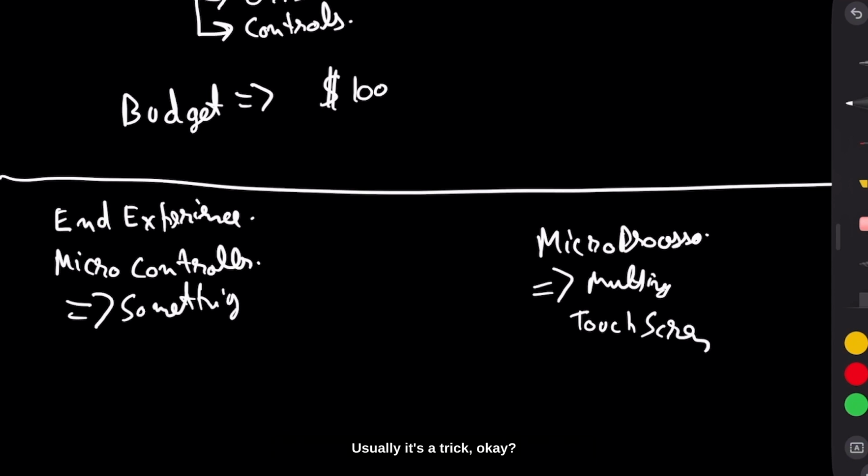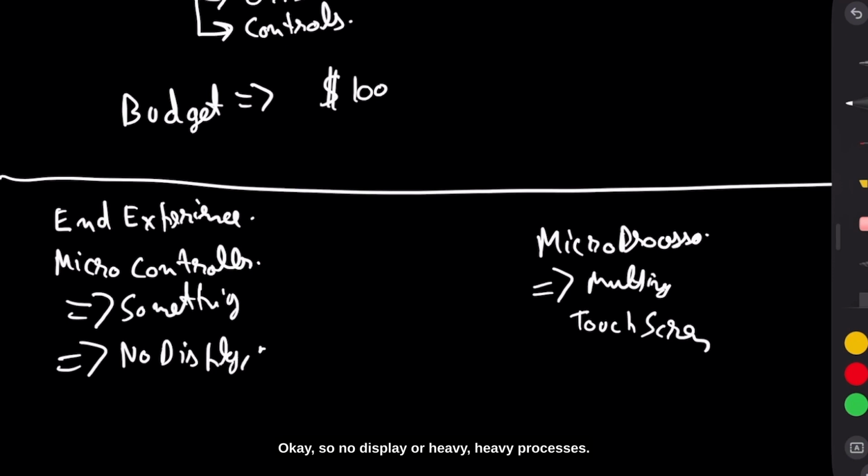Usually it's a trick. You should know this. So if you just want to guess which one we should use, microcontroller or microprocessor, it's a very good guess if you understand how the end user experiences it. No display, or heavy processes.